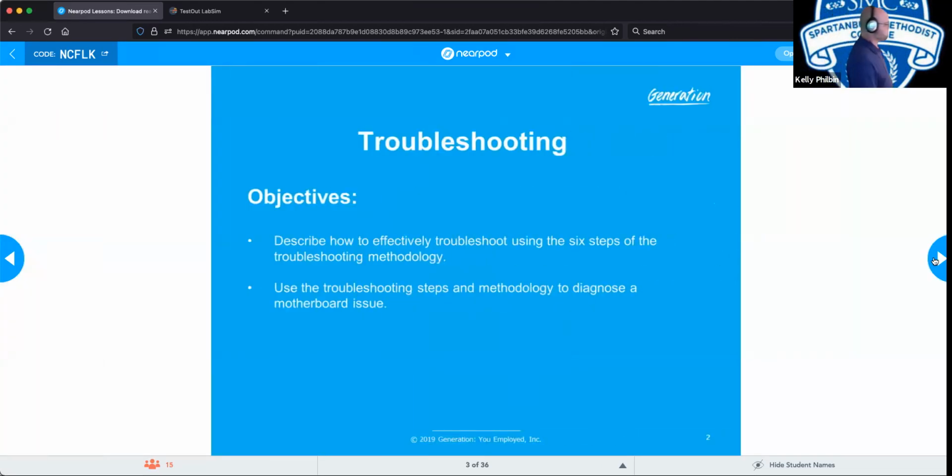Our objectives will be to describe how to effectively troubleshoot using the 6 steps troubleshooting methodology, and use the troubleshooting steps and methodology to diagnose a motherboard issue. We'll work on this one.